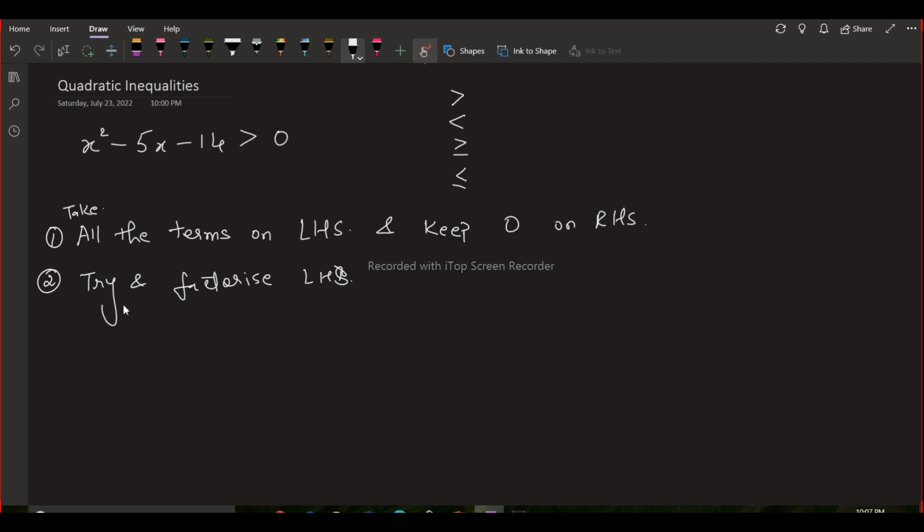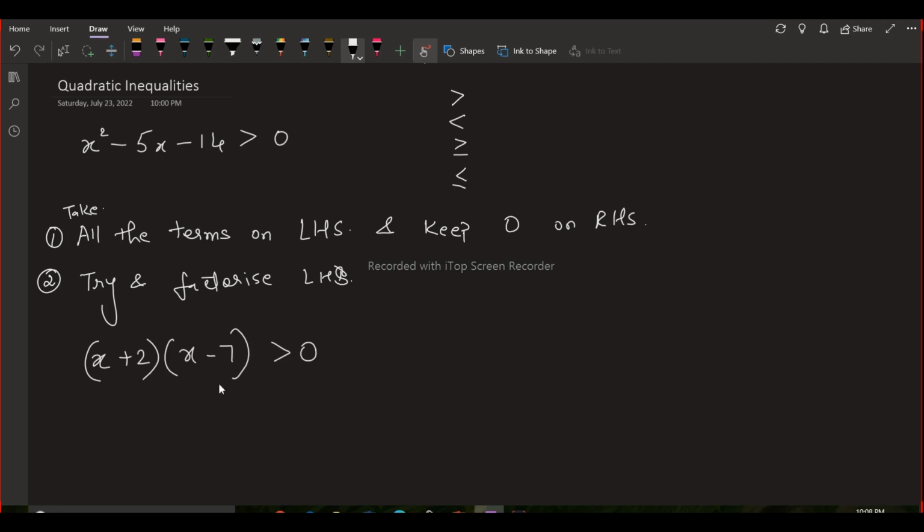So let's see how we can do this. For this question, you already have everything on the left side. You just try to factorize this. Now if I try to factorize x square minus 5x minus 14, we already know the factorization method, so we'll just factorize. You'll get x plus 2, x minus 7. This is when you factorize, and this will be greater than 0.